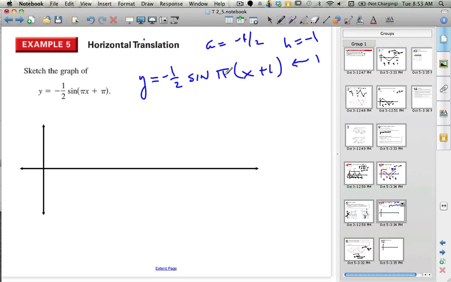I know that my b value is pi, so I know that my period is going to be 2 pi over pi, which is 2.